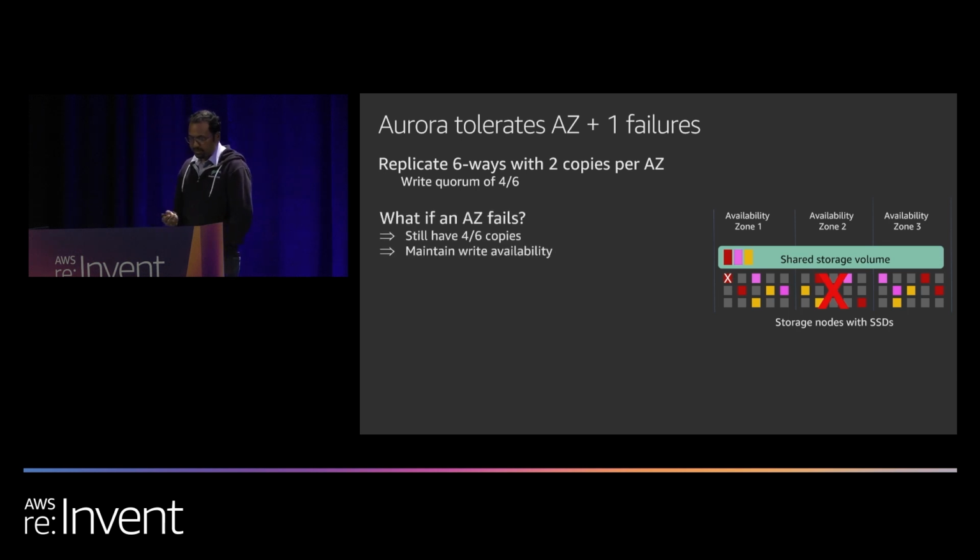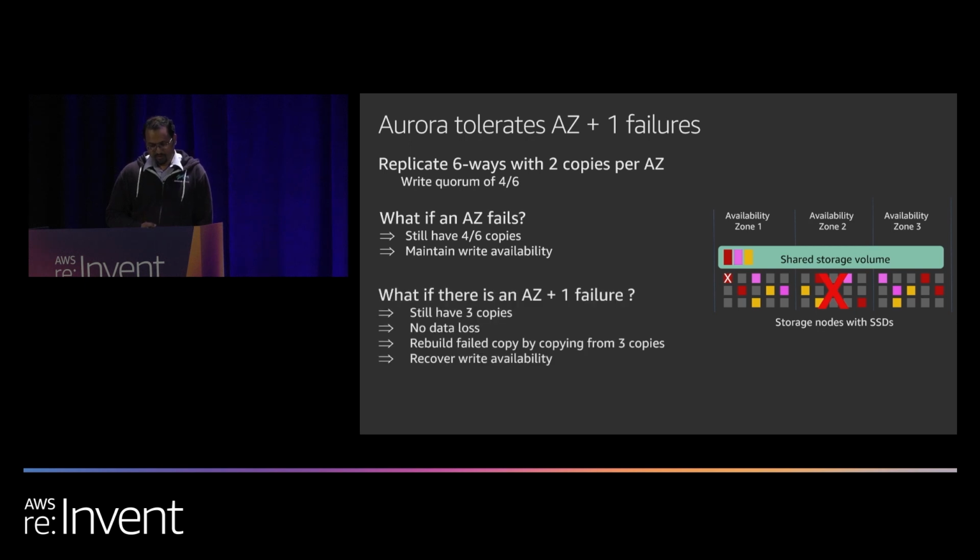So let's go through the same example. What happens if an AZ fails? We still have 4 out of 6 copies. There are 2 availability zones that are still up, each having 2 copies. So we have 4 out of 6. We maintain availability. What happens if there is an AZ plus 1 failure?